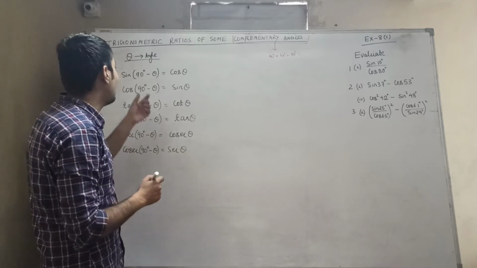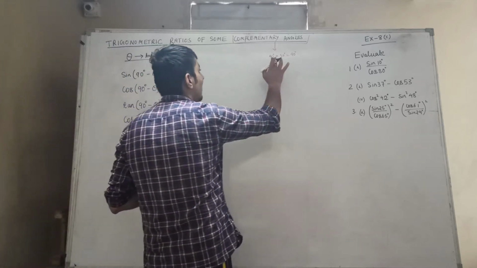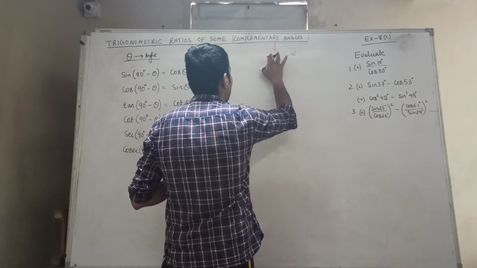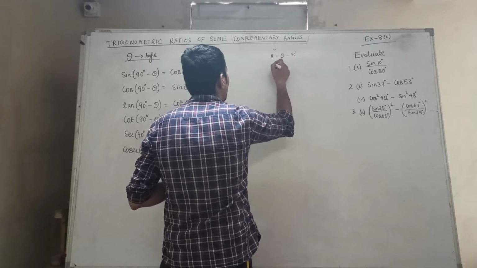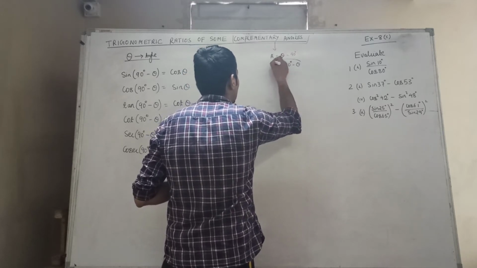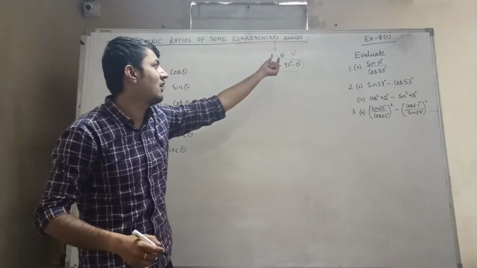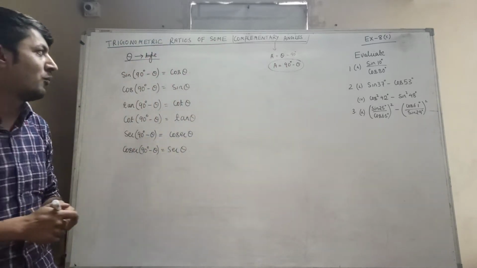Now you might be thinking how it has become 90 minus theta. So what I'll do here is, suppose I write down A and here theta. So what will be your A? It will become 90 degree minus theta. This is how your 90 degree minus theta has come. So you kindly go through this formula.